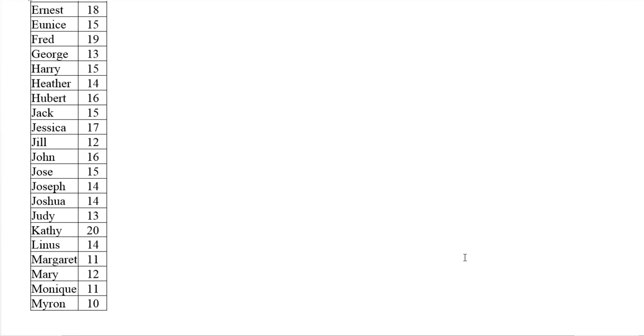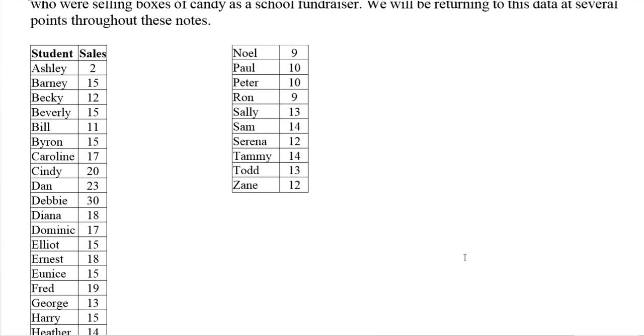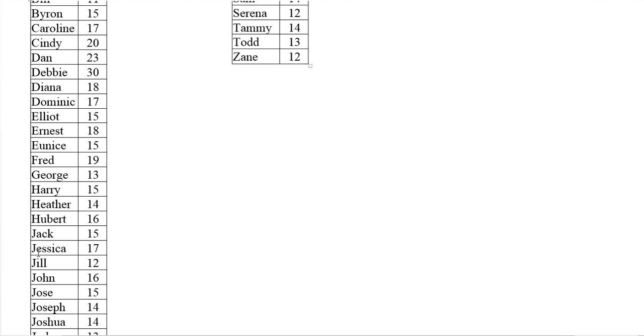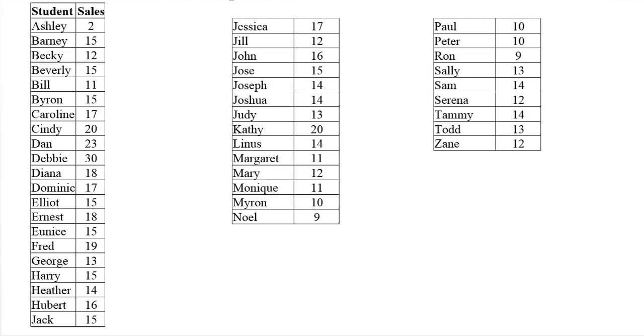There are a couple that you can't see, so let me go down here. I didn't get them all in one. Let me see if I can get them all in one. Okay, I've adjusted this now where I think we can see all the data at once. So we see all the students here, and the number of boxes each student sold.